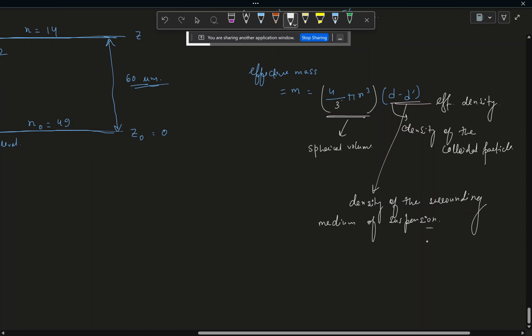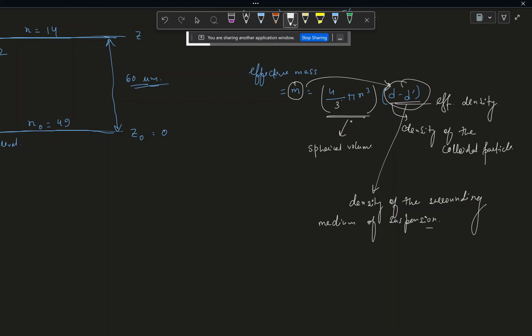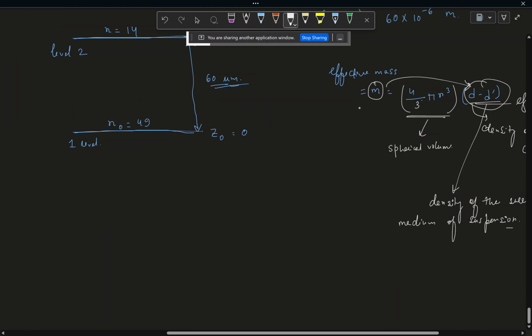Because in Brownian motion physics you have a particle which is surrounded by many other small molecules of the surrounding media of that suspension, which is causing it to have Brownian motion. So you have to choose an effective density, which is basically a subtraction of both of the densities, d minus d prime. That is why we call it effective mass, because this is related to effective density. So this is the idea.